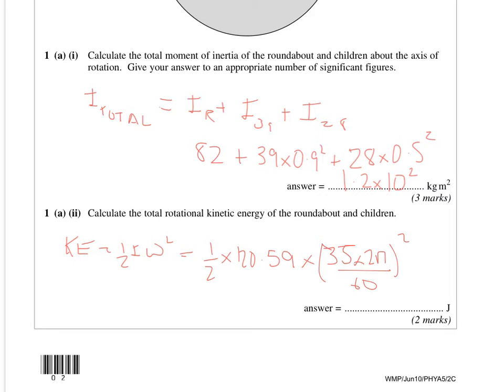So it's 35 times 2 times pi, divided by 60, squared, times 120.59, divided by 2, which gives you 809.98, and so on. So that's going to be 8.1 times 10 to the 2 joules. I think if you use rounded answers you'd get more like 8.2, but when you're using unrounded, you should get 8.1.